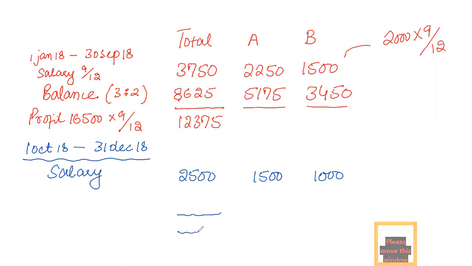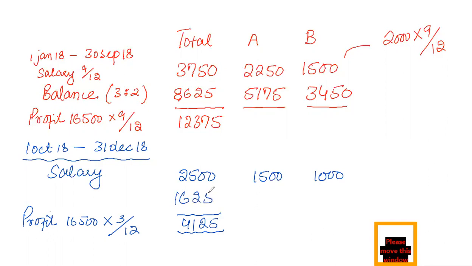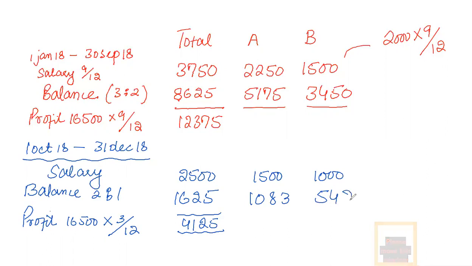Now the remaining profit share is for 3 months. Let's split profit for 3 months. So it's 60,005, 3 by 12, and that becomes 4125. So the balancing figure is 1625, and you have to share in the ratio of 2:1. So as per 2:1, A will get 1083, B will get 542.